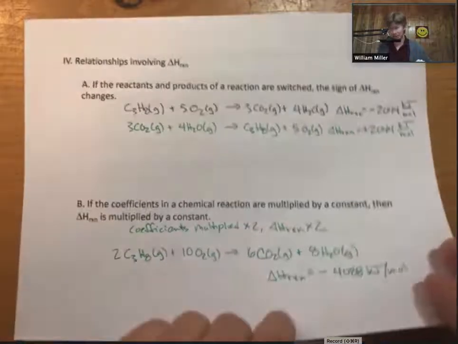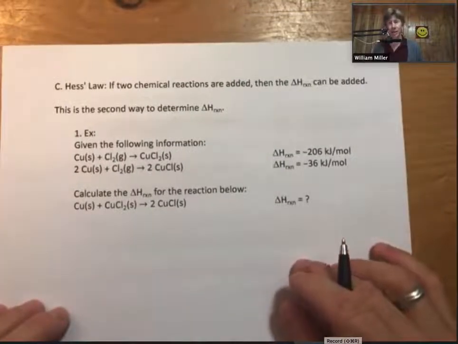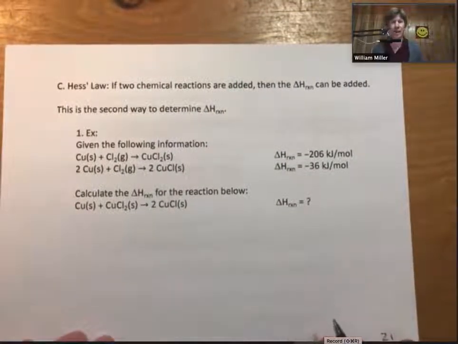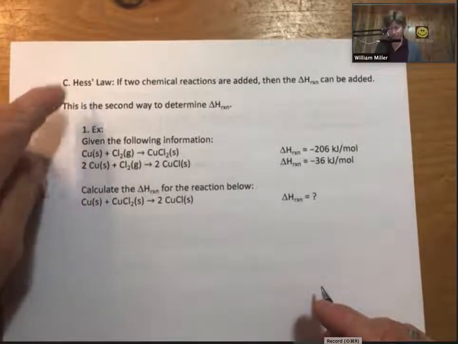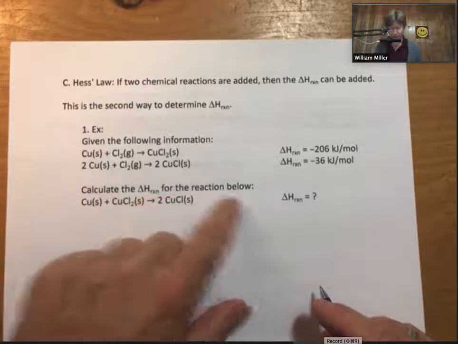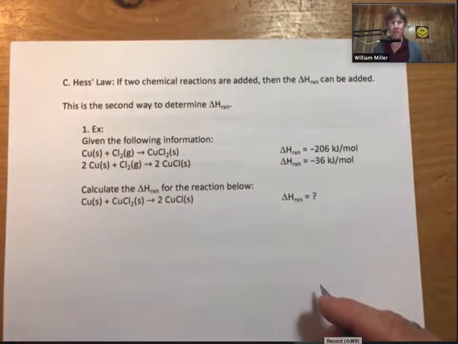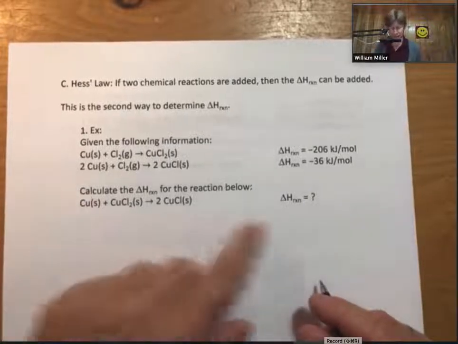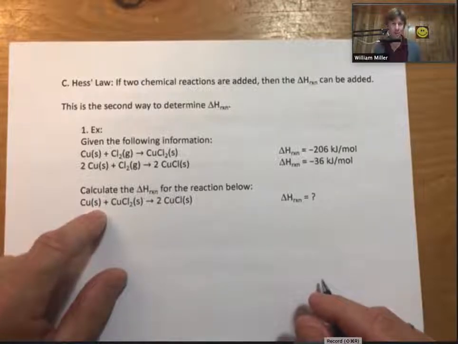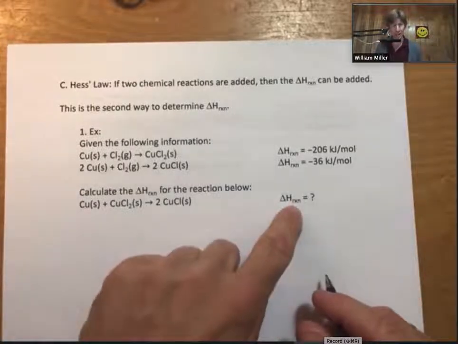We're going to use these relationships in what's called Hess's law. For Hess's law, the third thing we need to know about delta H is that if two chemical reactions are added, then the delta H reaction can be added as well. In this first example, we're going to use Hess's law to calculate delta H for a reaction for which we don't know the value, based on two reactions for which we do know their delta H reaction values. This is a powerful technique for finding delta H for reactions that are harder to do based on reactions that are easier to do. And so this is our second way to find delta H reaction.